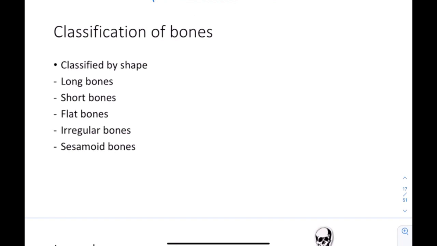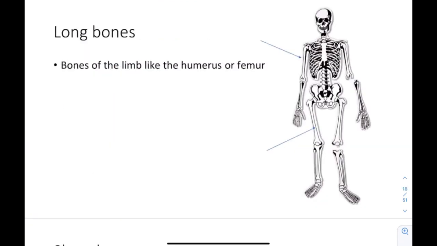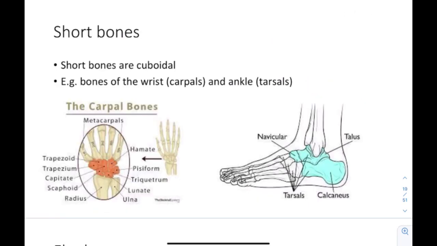Okay, so let's talk about classification of bones. They're classified by shape. It includes long bones, short bones, flat bones, irregular bones, and sesamoid bones, and we'll talk about each one. So long bones, they're bones of the limbs, so like the arms and the legs. For example, you have here the humerus, we have here the femur. These are examples of long bones. You also have the tibia, the fibula, the radius and ulna. These are all examples of long bones.